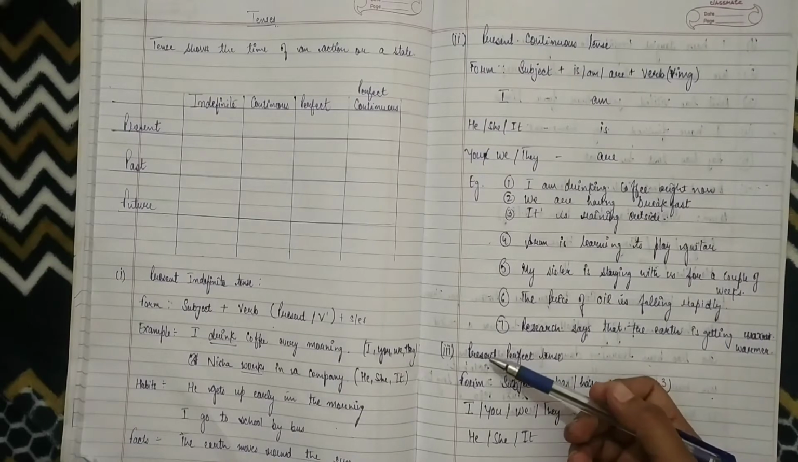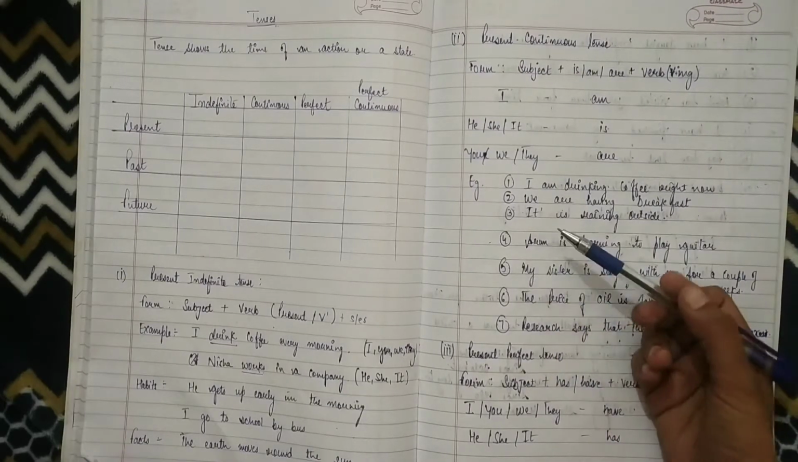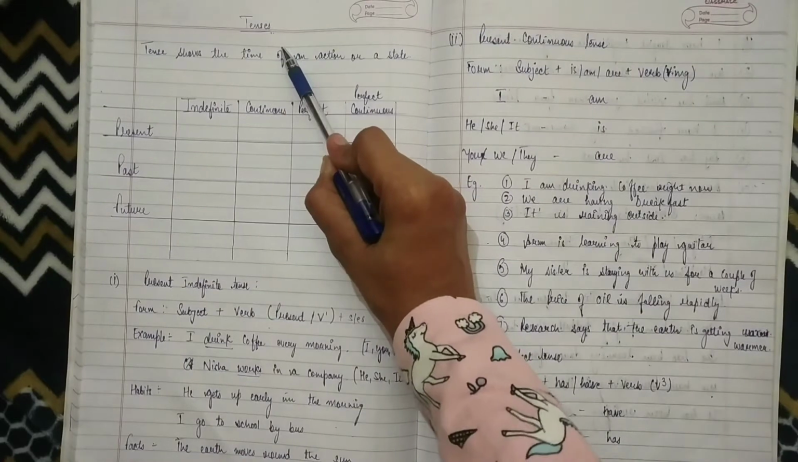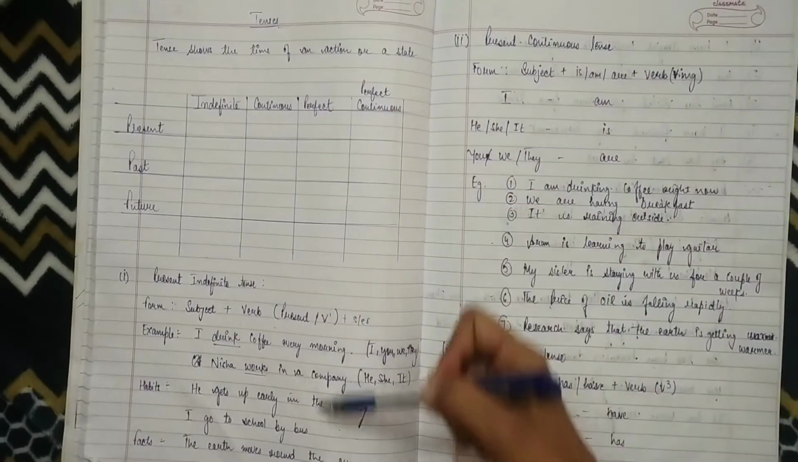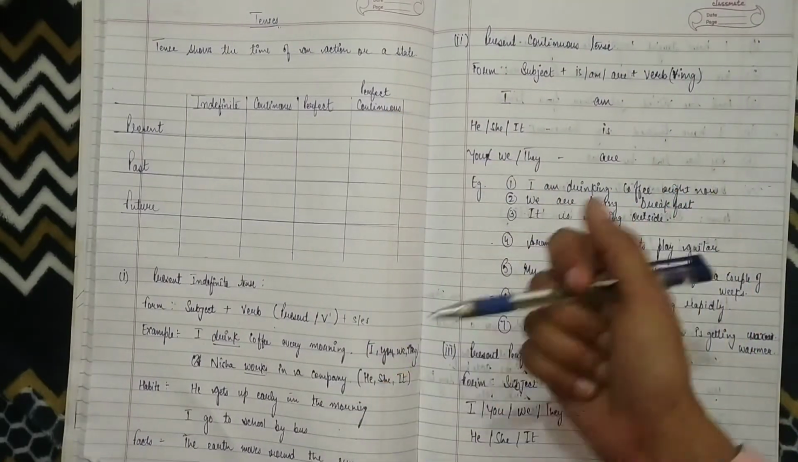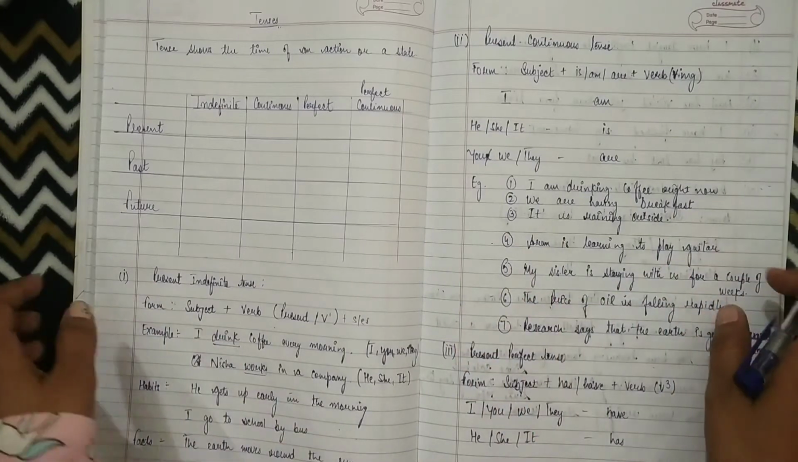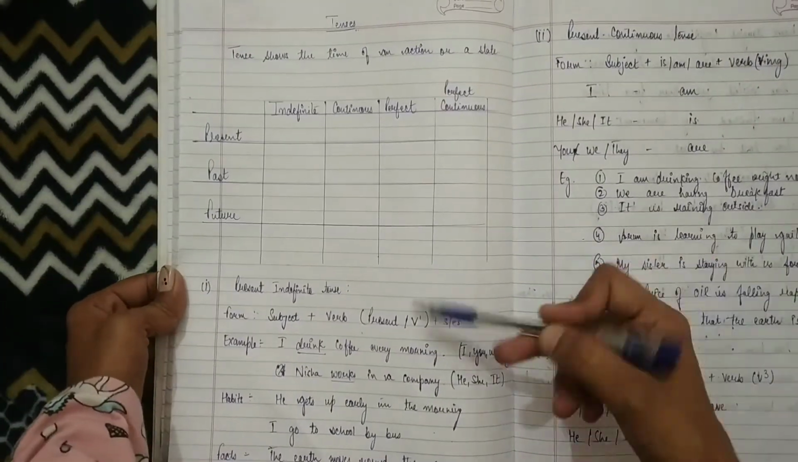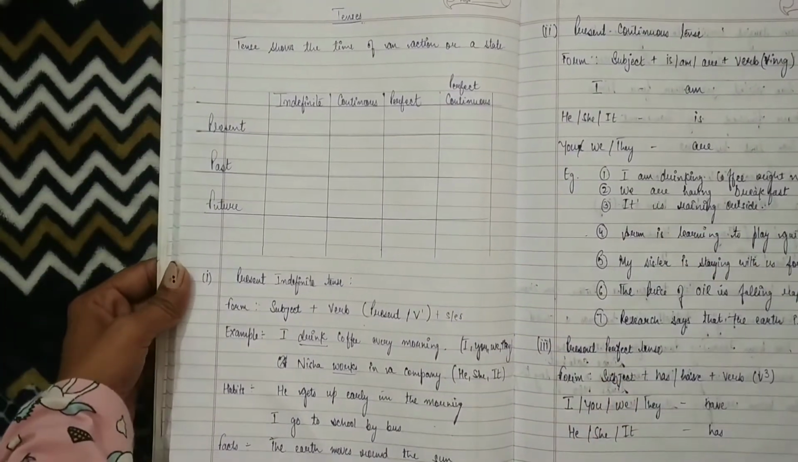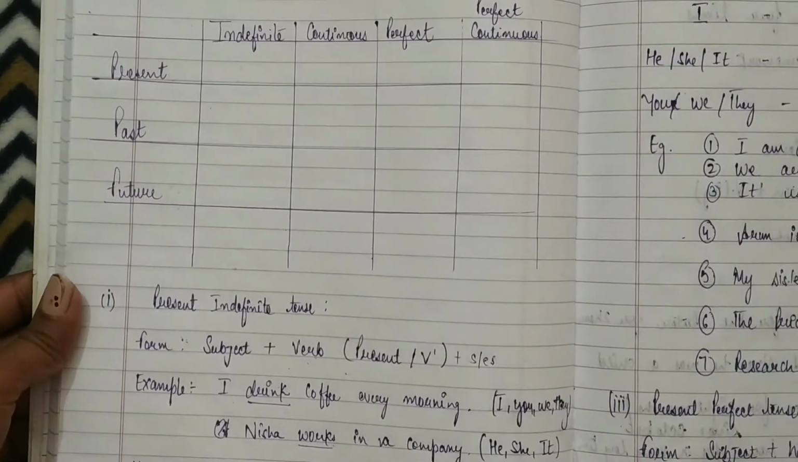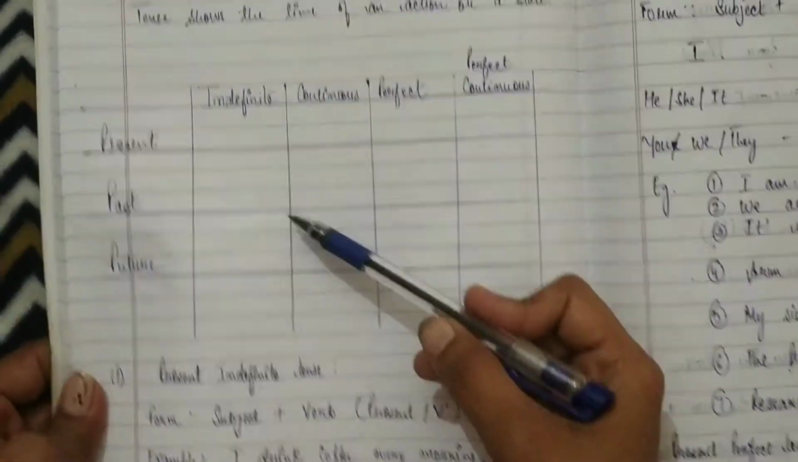So, let us begin. When we talk about tense, we talk about time. In fact, the word tense has been taken from Latin, that means time. So, through tense, we talk about time. So, to understand this, let us focus on this chart here.